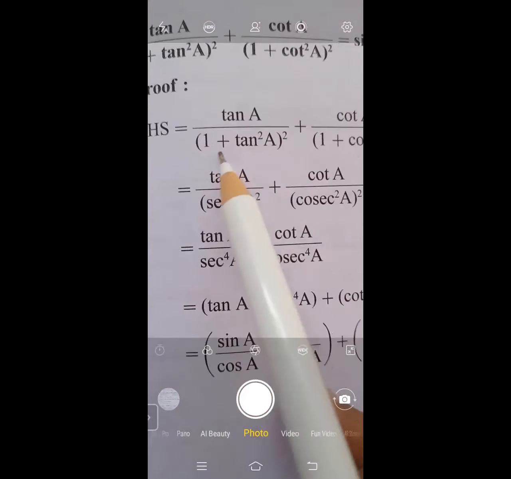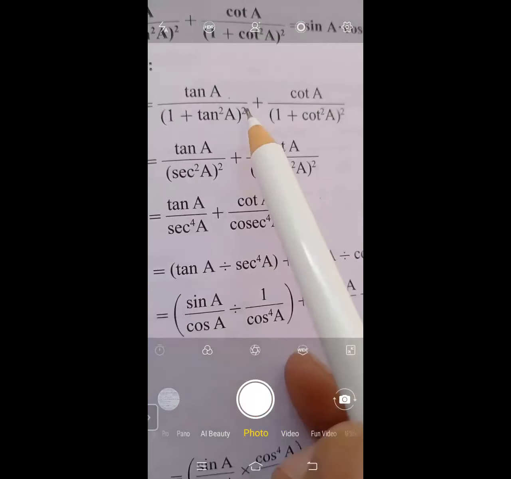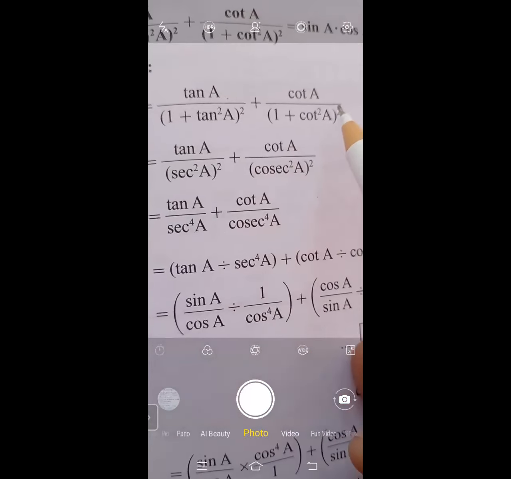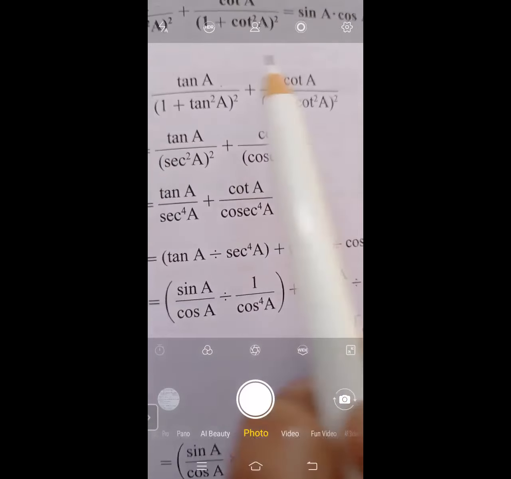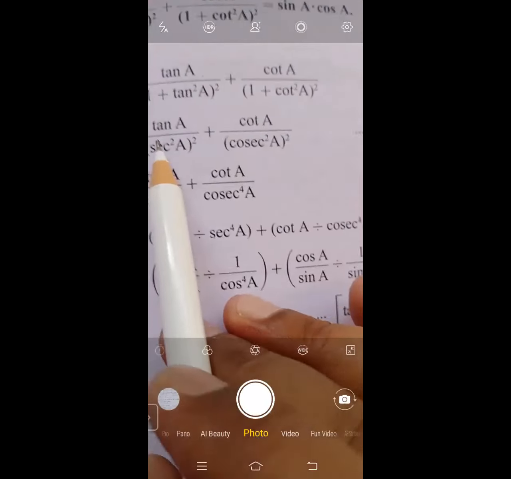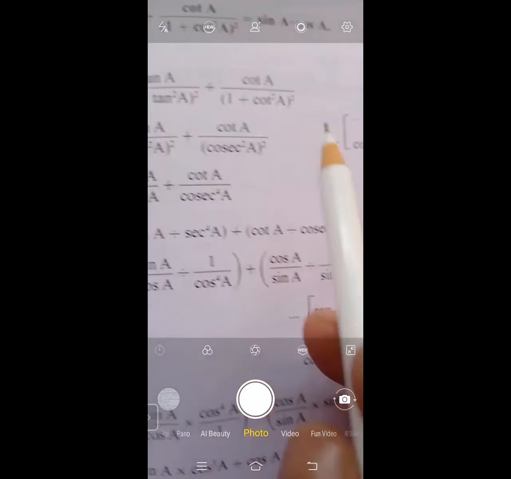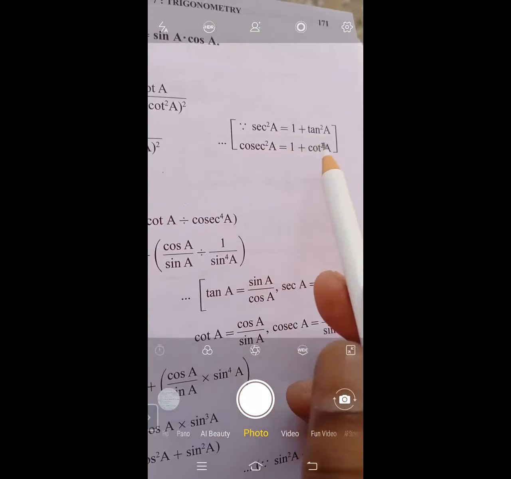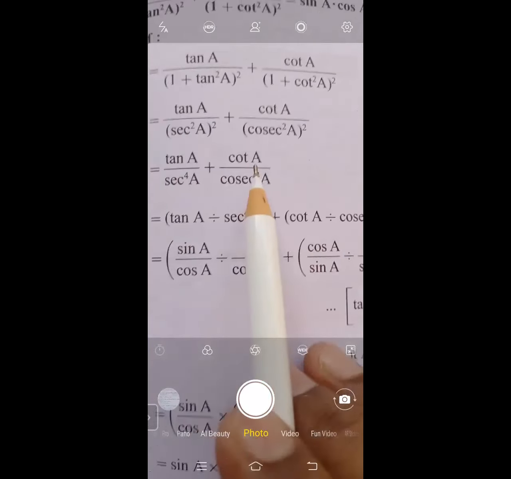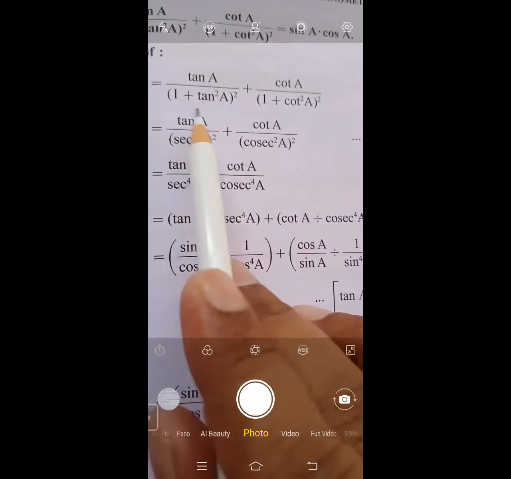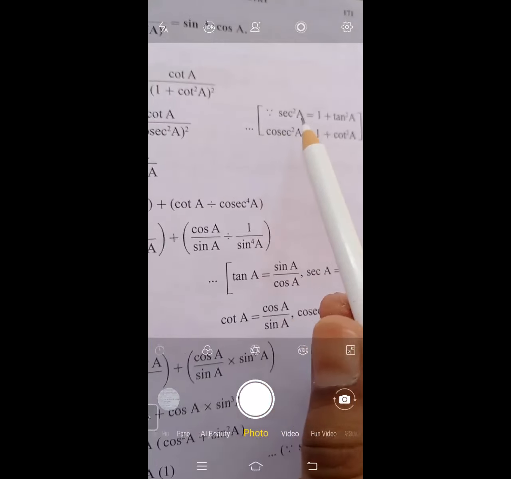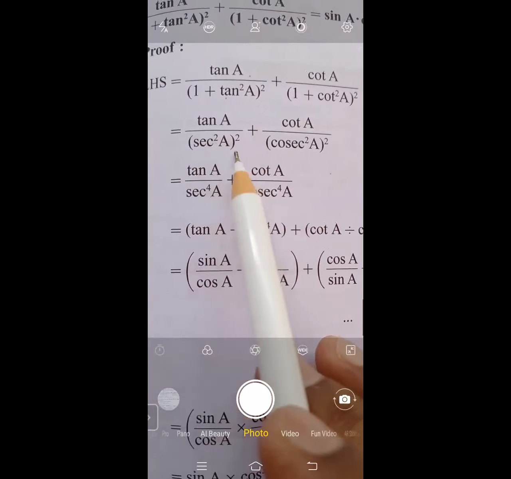Write your LHS as it is: tan A upon (1 plus tan square A) the whole square, plus cot A into (1 plus cot square A) the whole square. Now we have to convert this into sine and cos. We know by using these identities that sec square A is equal to 1 plus tan square A, and cosec square A is equal to 1 plus cot square A. So they have just substituted, in place of 1 plus tan square A, sec square A.